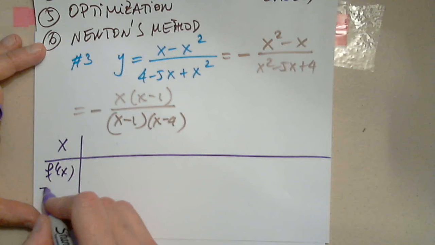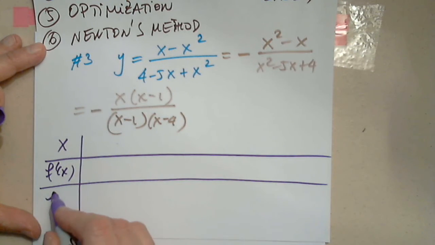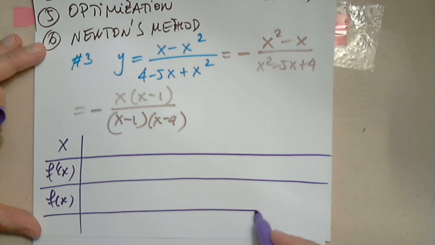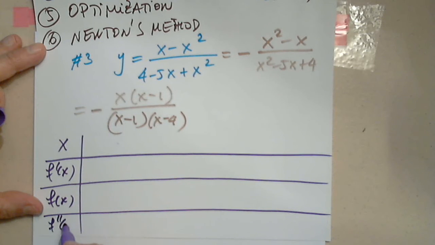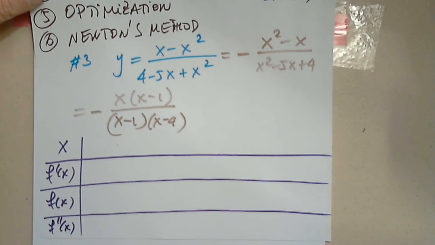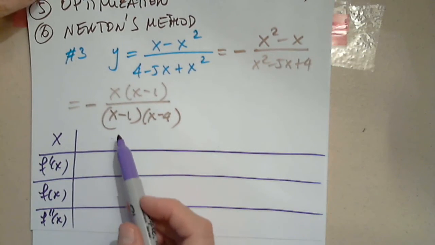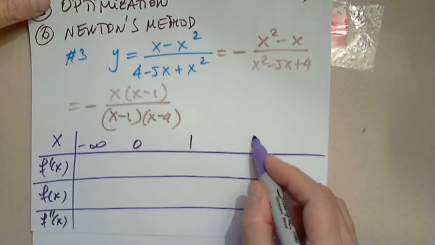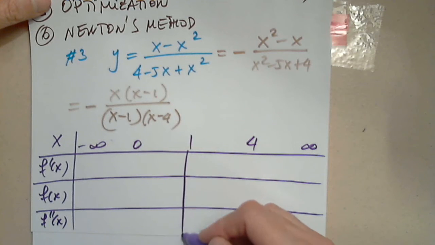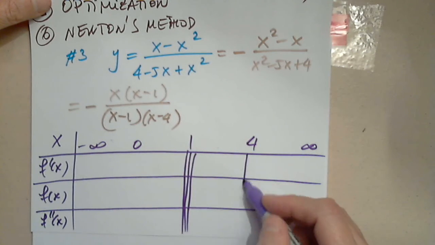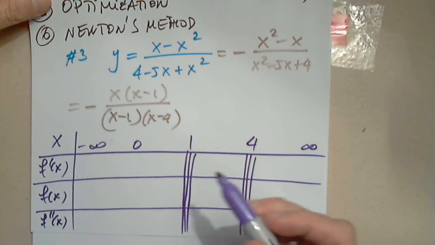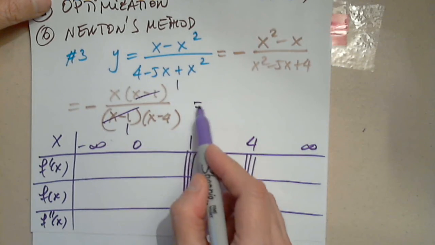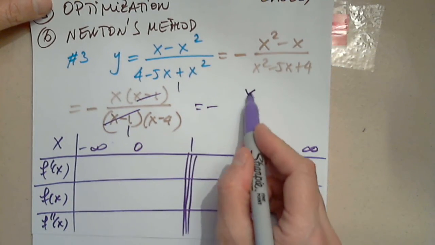with f prime, f of x, and the second derivative. Obviously, I see that 1 and 4 are a problem. Only now I can simplify, and I get this.